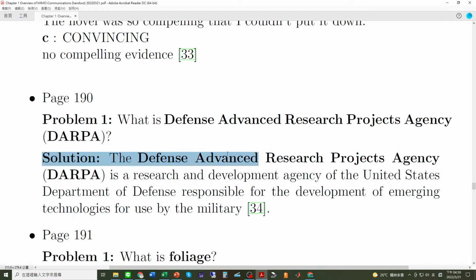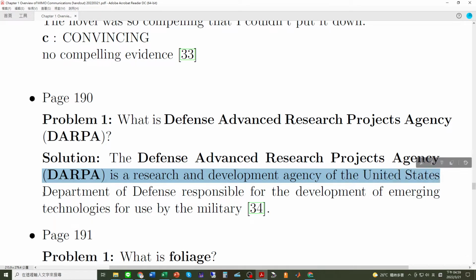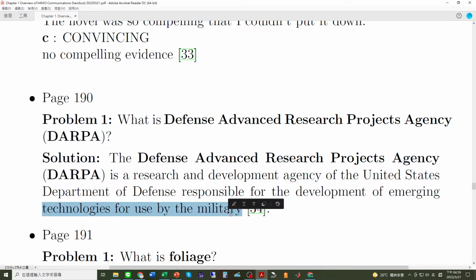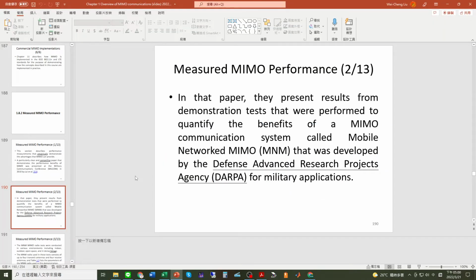Solution: the Defense Advanced Research Projects Agency, DARPA, is a research and development agency of the United States Department of Defense responsible for the development of emerging technologies for use by the military. Okay, for example, if you go to a company to work, find a job, you may find a job in the R&D department. That is the Research and Development Department, 研发部门。Okay.